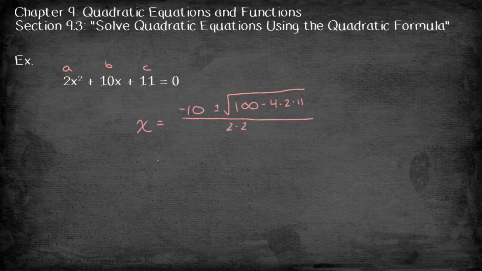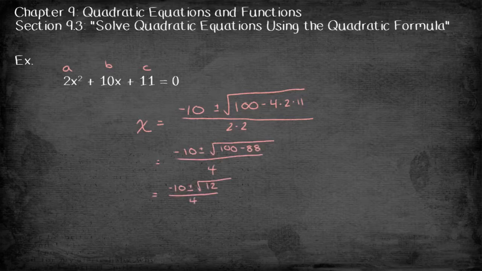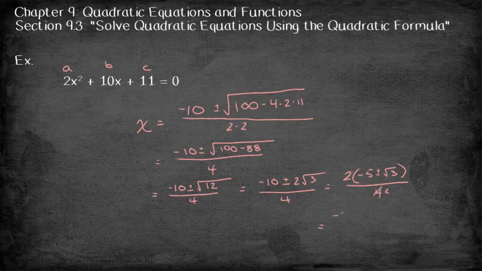Let's see if that simplifies. And this does simplify a little bit because we know that 2 is a common factor of 10, 2, and 4, so we can actually factor out a 2 from the numerator and denominator. So we get that x is equal to negative 5 plus or minus square root of 3 all over 2. So once you know the formula, it's pretty easy.